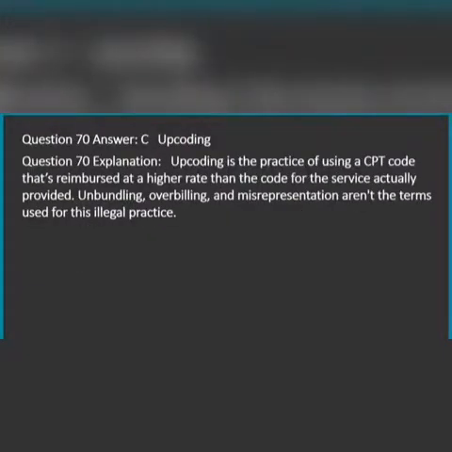Upcoding. Question 70 Explanation: Upcoding is the practice of using a CPT code that's reimbursed at a higher rate than the code for the service actually provided. Unbundling, overbilling, and misrepresentation aren't the terms used for this illegal practice.